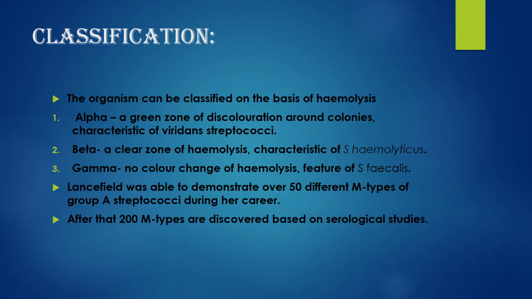Now, how did Lancefield classify? Lancefield was able to demonstrate over 50 different M types. What are these M types? M type is a protein present on the surface of Streptococcus pyogenes, group A streptococci, during her career. After that, 200 M types were discovered on the basis of various serological studies and experiments.